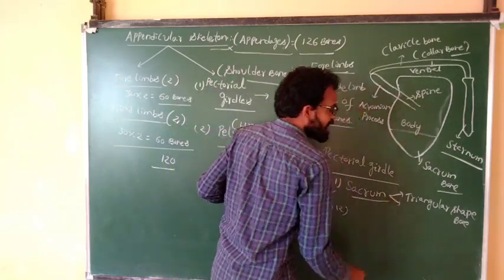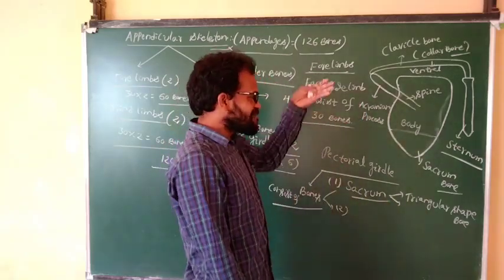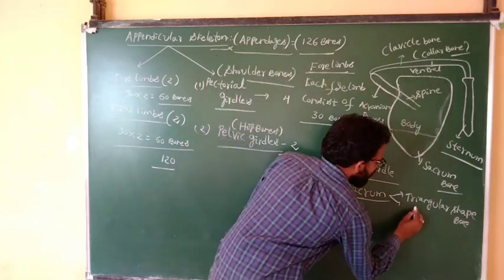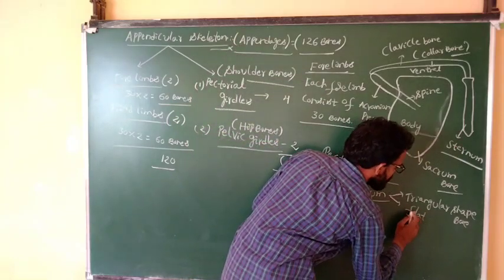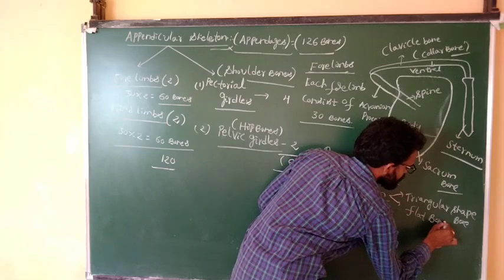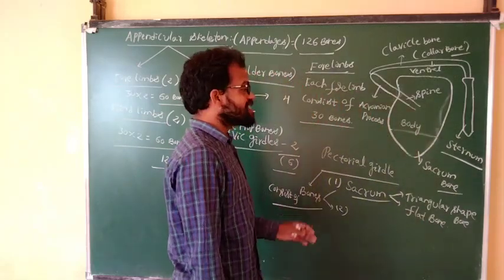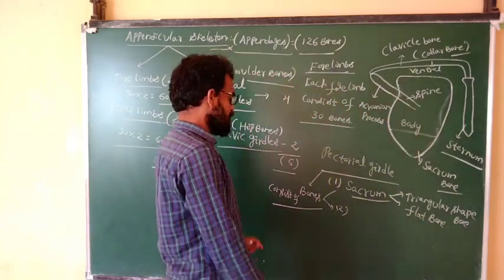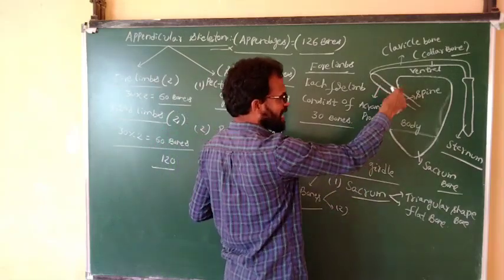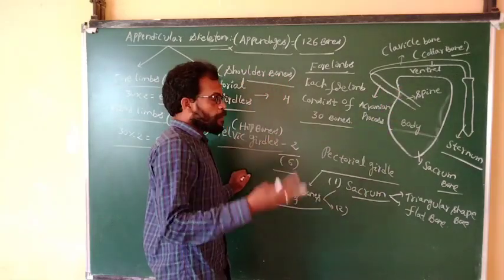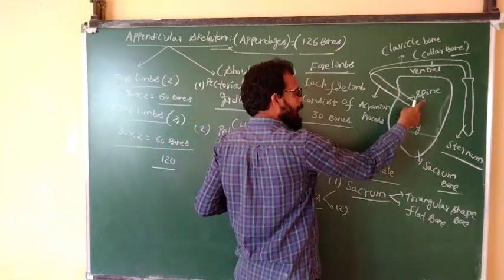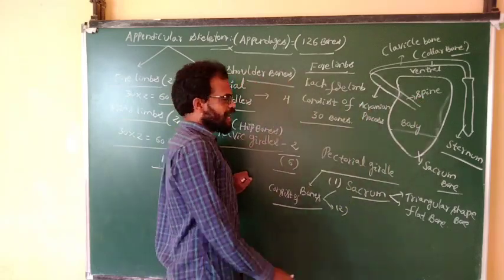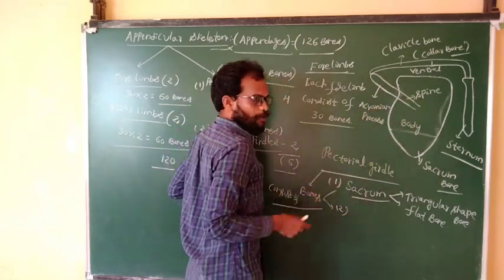And also it is a blade. It is a flat bone. It is a triangular shape and a flat bone. This scapula consists of how many parts? Body, spine, acromion. The scapula.